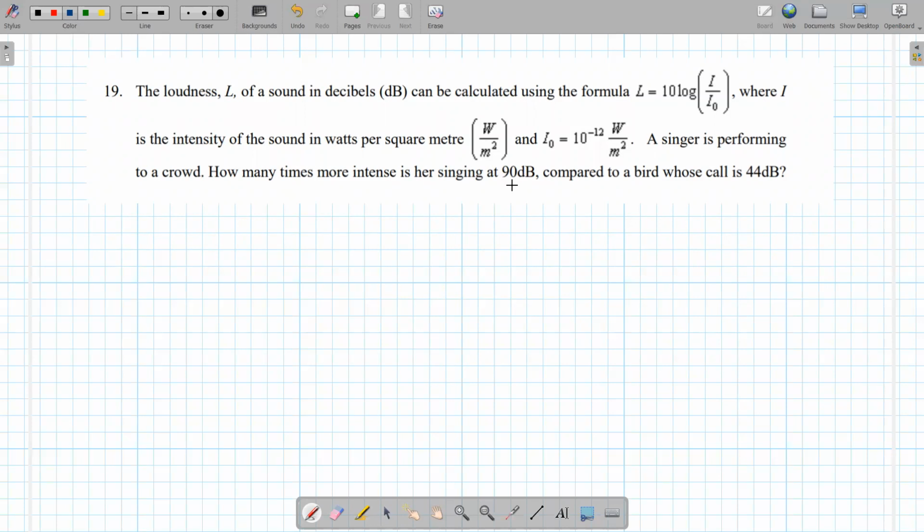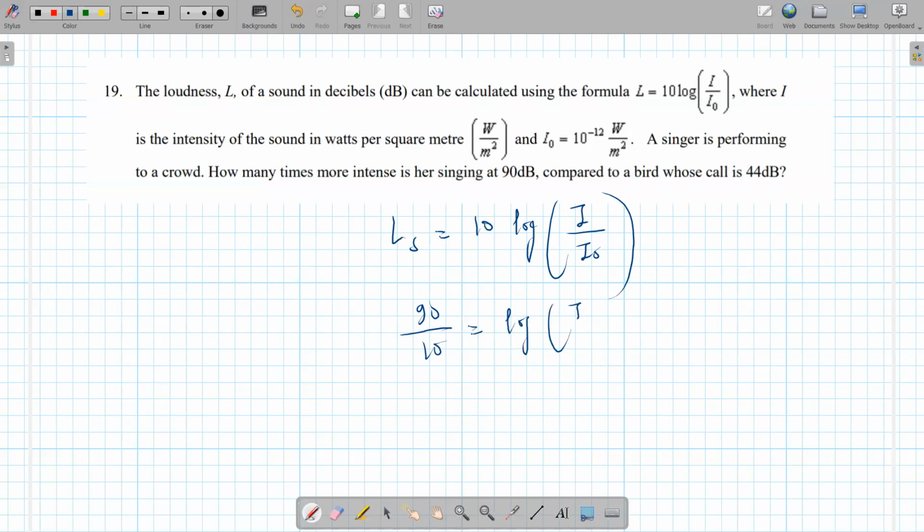So let's first do it for this one. We have the loudness of the singing equals 10 log, where we need to solve for I basically. So we have I over I0. We have 90, and then you can divide both sides by 10. So 9 equals log I over I0. Actually, this is going to be IS, the intensity of the singing.